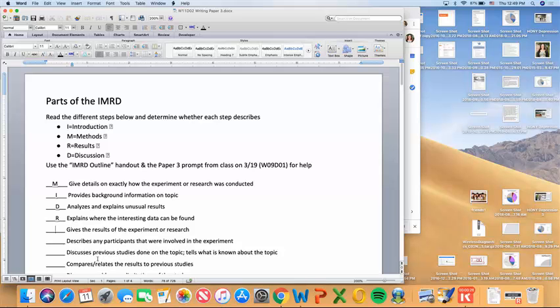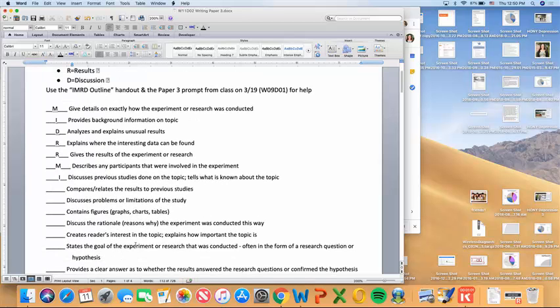How about we go around the room and I'll have everyone give one until we run out. So, gives the results of the experimental research. Ichi, what's that part of? Yeah, R. And then Mubarak, describes any participants that were involved in the experiment? Methods, yes. And then Turkey, discusses previous studies done on the topic, tells what is known about the topic. Yes, introduction. And then Dari, relates the results to previous studies. D, yes, that's the discussion.